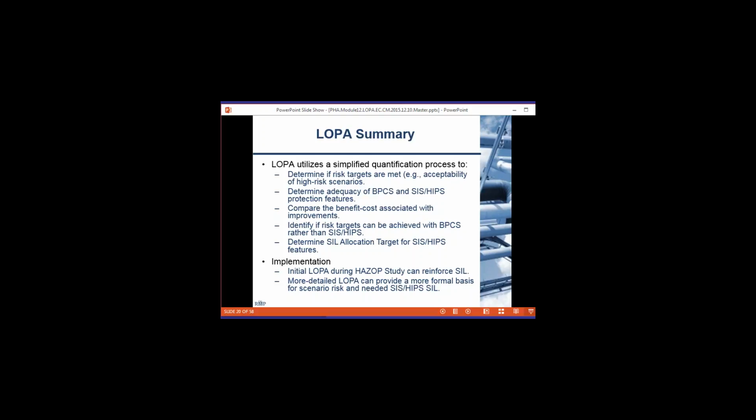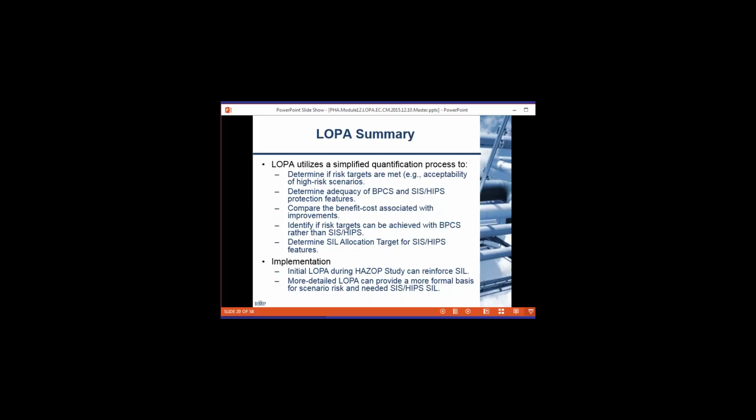What's this business all about? It's all about aligning your resources to get the maximum safety benefit. When you're implementing this stuff, we do a lot of initial LOPA implementation during the HAZOP study, either to reinforce the safety integrity levels that are assigned to equipment, or basically to provide a baseline for it.